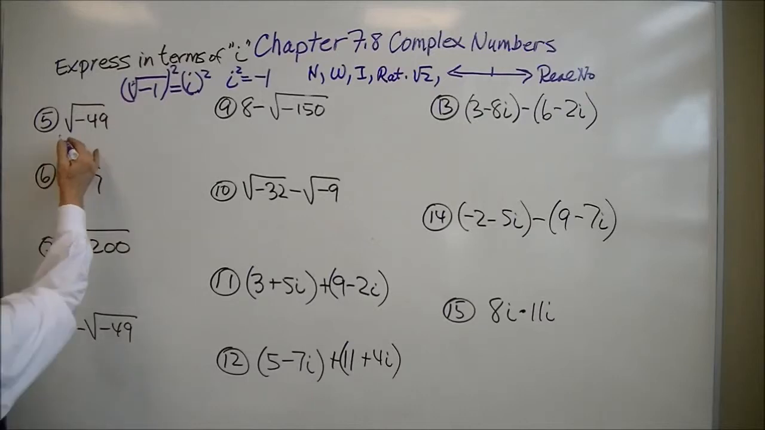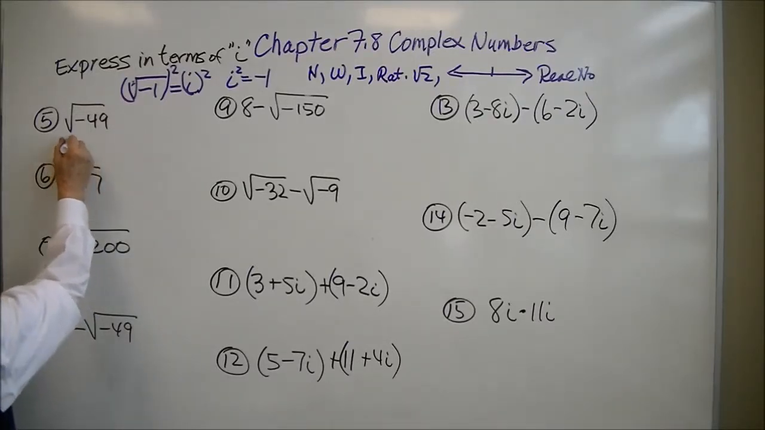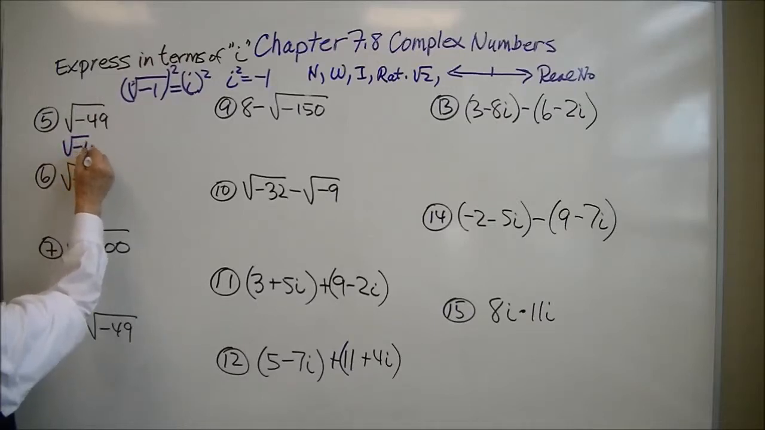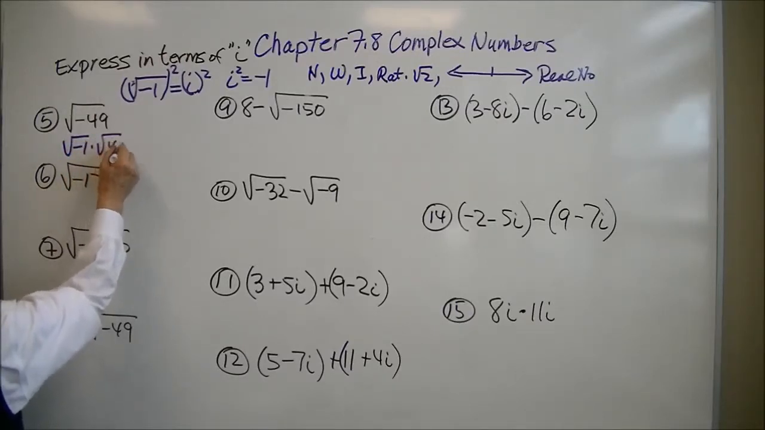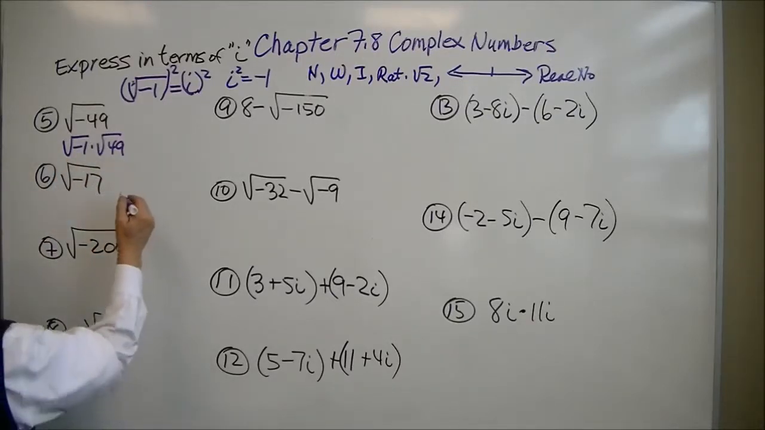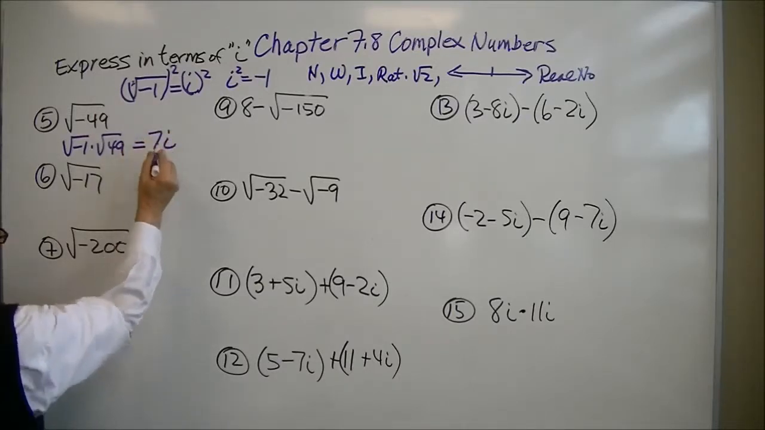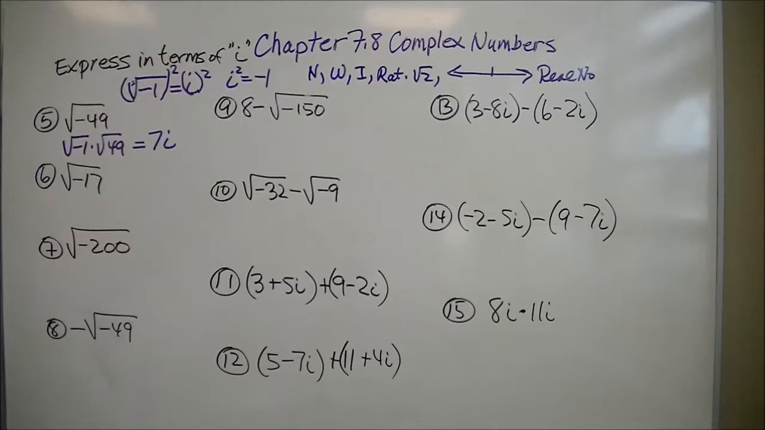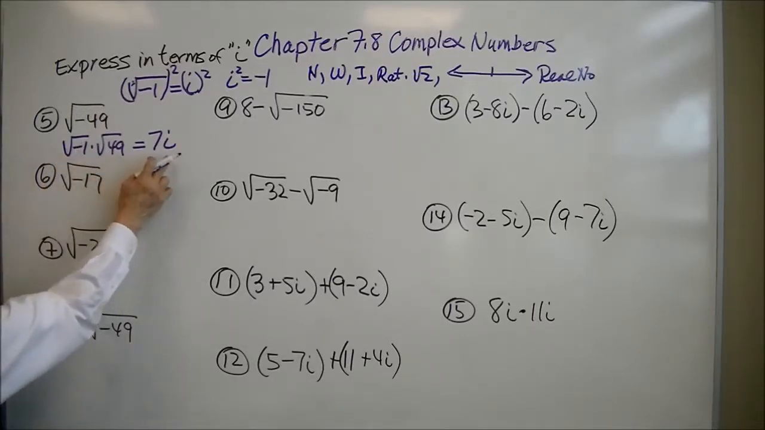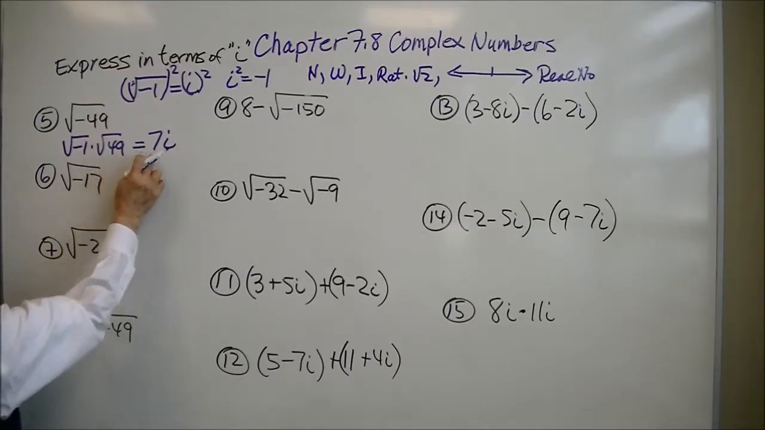So what we do when we have an example like this, we take out, in a sense, the square root of negative 1 times the square root of 49. And the square root of negative 1 we said is i. So this is going to become 7i. The i being the square root of negative 1, and 49, the square root of 49 is 7.